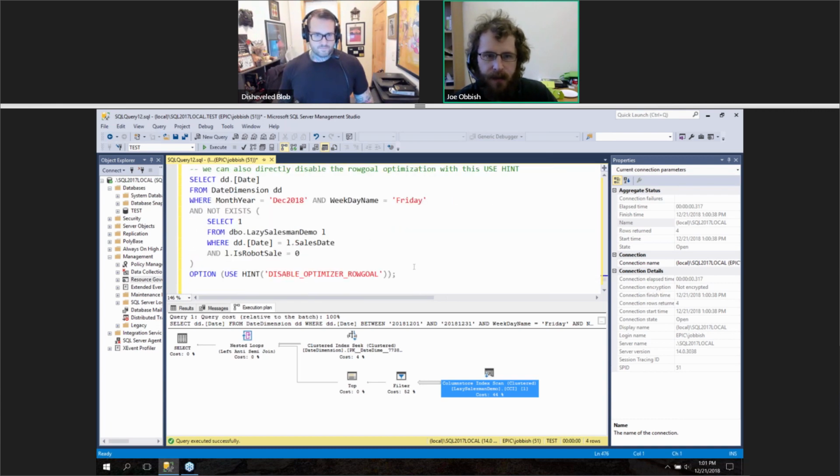The fundamental problem is this row goal optimization. The top isn't helpful. The top reduced the cost of this plan way too much. So this apparently happened often enough that Microsoft created a use hint just for this.